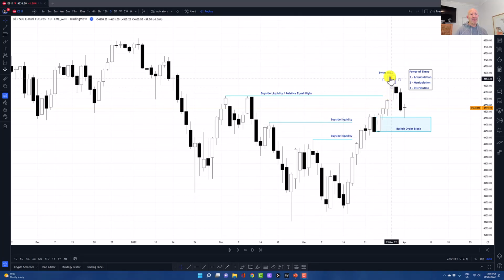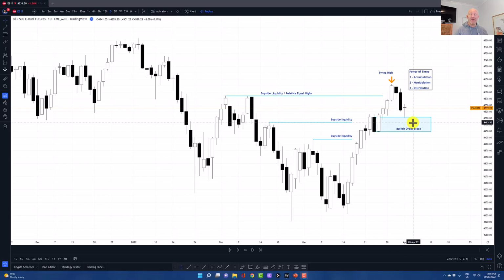Now at this point here we have a swing high. Remember, a swing high is when you have the high of the middle candle higher than the high of the two candles either side. You can see that is the pattern that we've formed here. And then this candle here, which is this strong down close candle, has then started to trade down into this bullish order block down here.